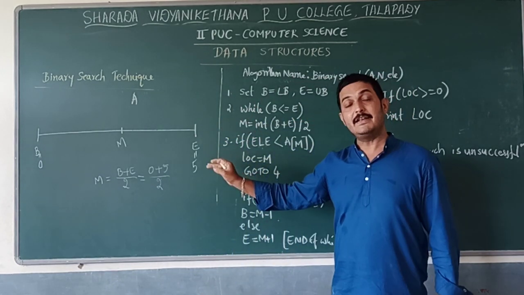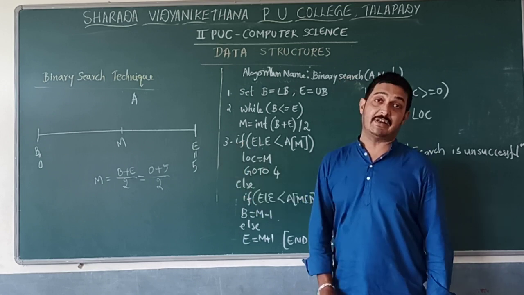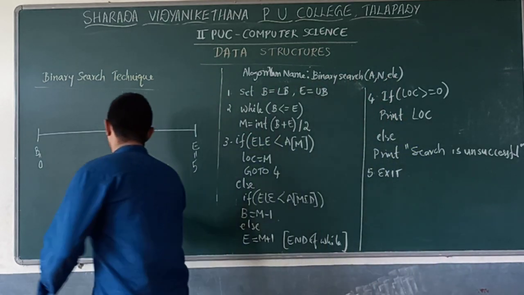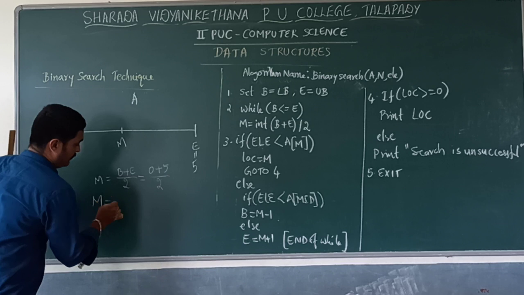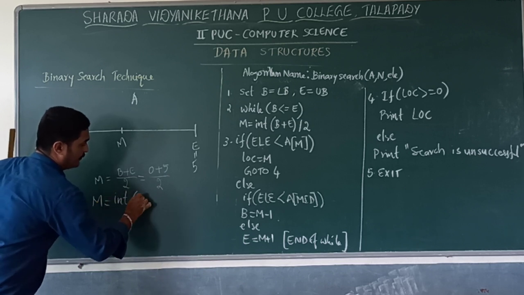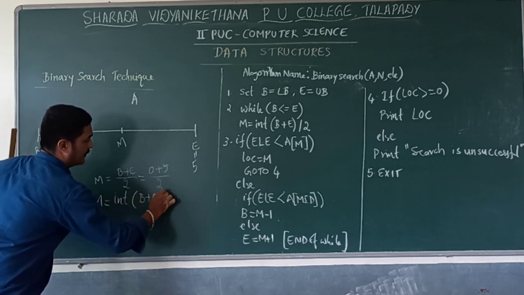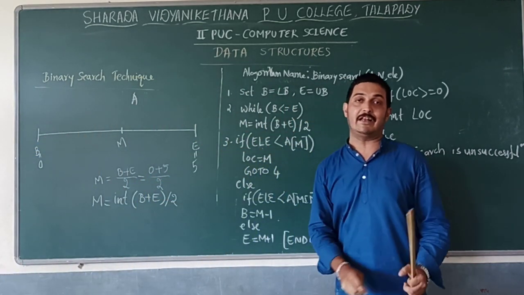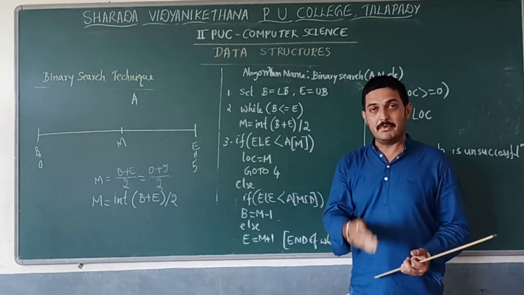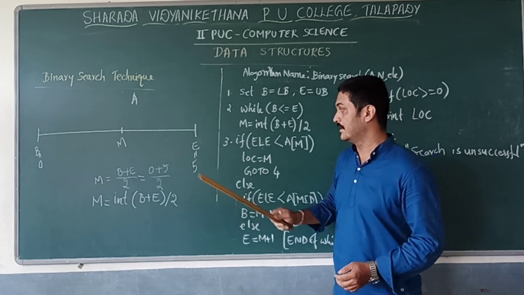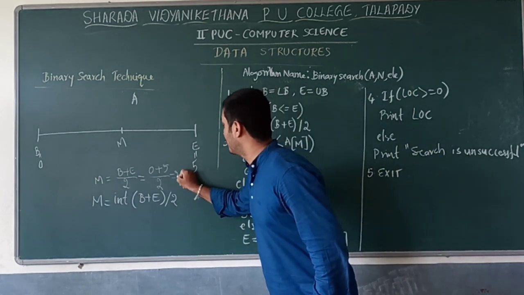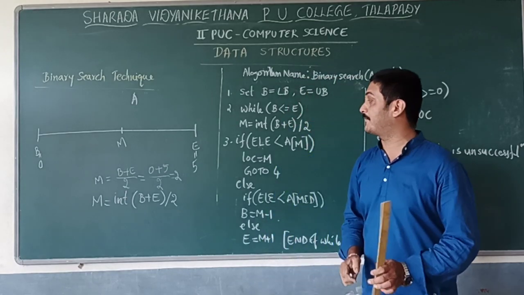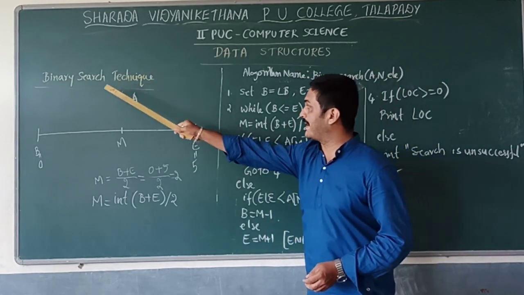That's why we have to implement type conversion. We take m equal to int of (b plus e) divided by 2. Automatically we get the integer value without the fractional part. So the answer is 2, middle is equal to 2. In that way we have to implement it. These are the basics of the binary search technique.